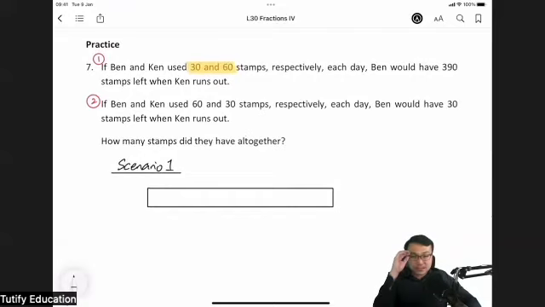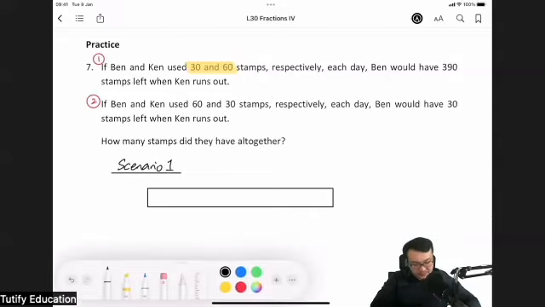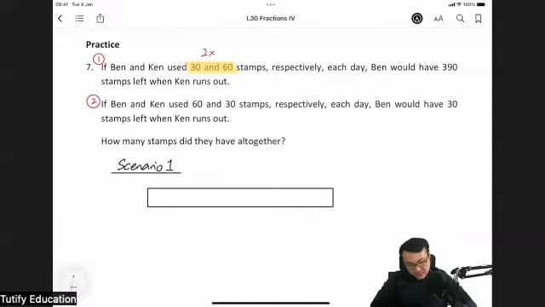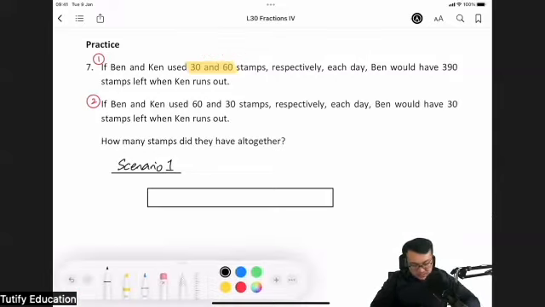Oh, okay. So if you look at this sentence here, Ben and Ken use 30 stems and 60 stems respectively. So who is using more, Ben or Ken? How many times more? Two, 2 times more. Very good. So after this happens, Ben will still have 390 stems left. So do you think Ben or Ken has more stems? Ben. Yes, Ben has more stems.